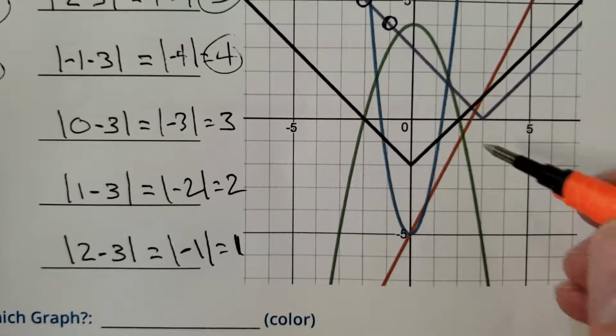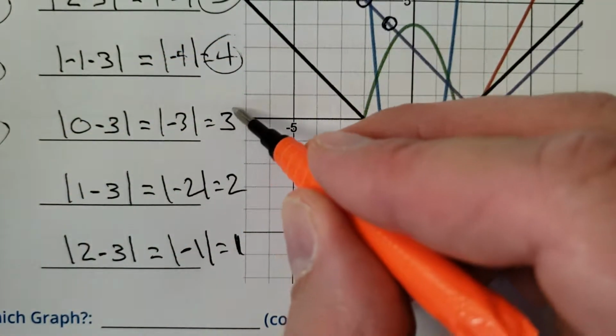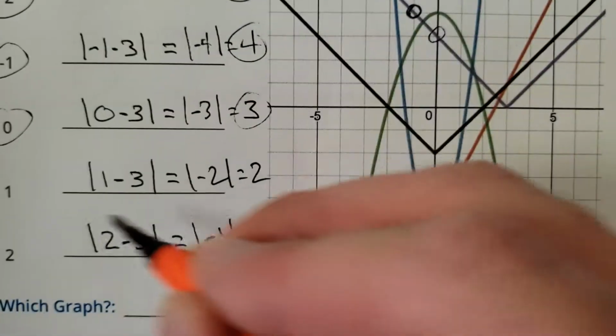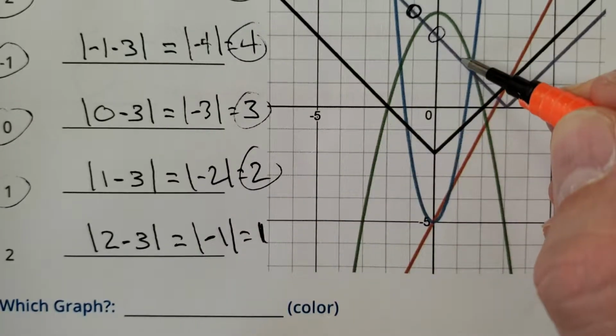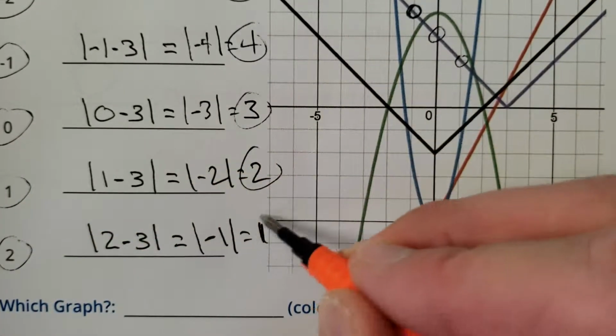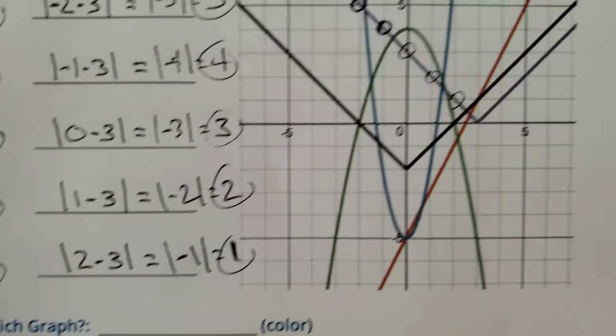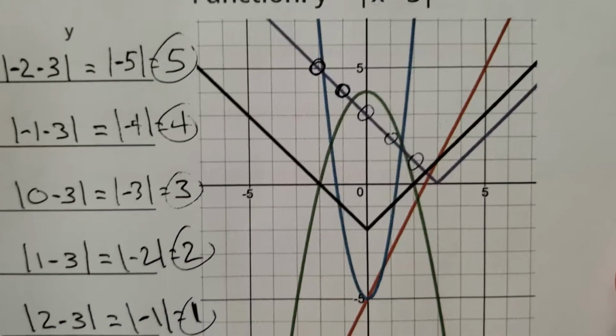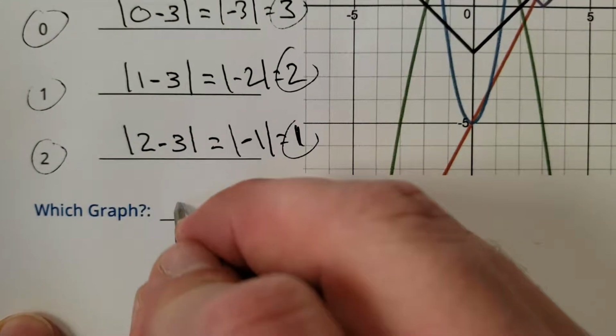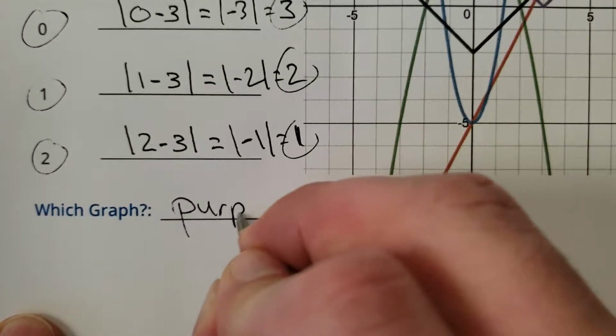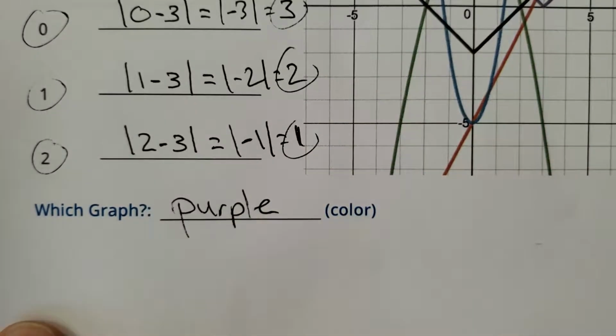You really can't break formation now. 0 and 3. Gotcha. 1 and 2. Gotcha. 2 and 1. Gotcha. It's going to be pretty easy to figure out that the purple line will be the graph of that equation.